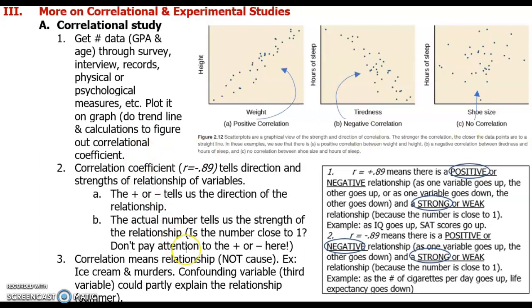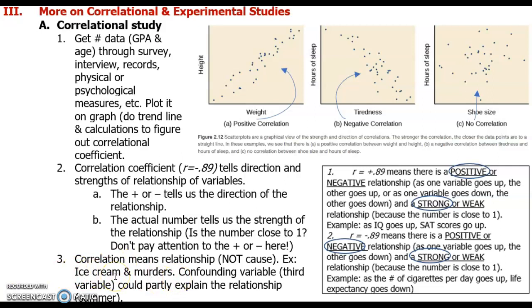You need to remember that with correlation, it is not causation. It just shows the relationship. It just shows that, hey, as one thing goes up, the other thing goes up, or it goes down. It just tells you how these two variables are related. It does not mean causation. Let me give you an example of that.